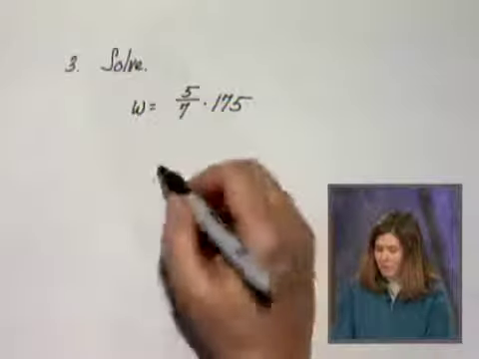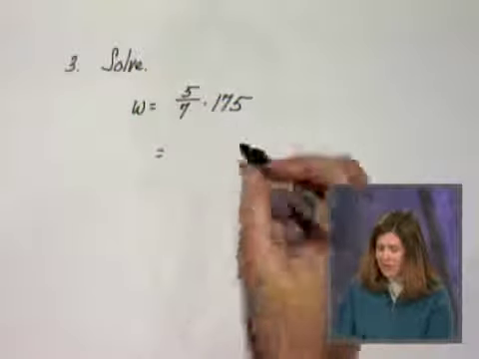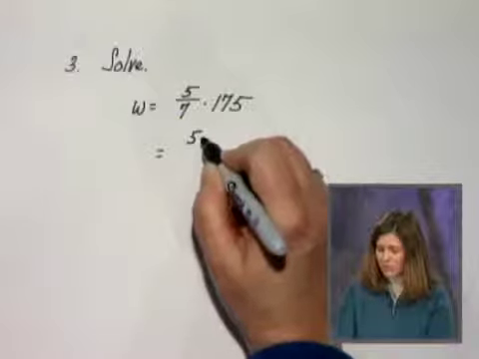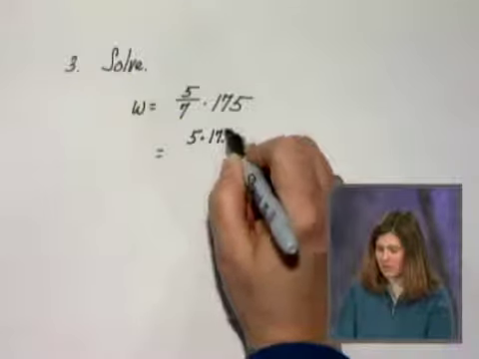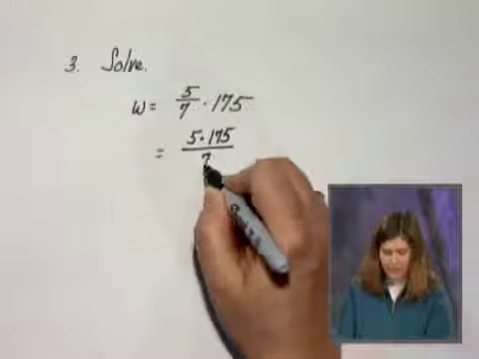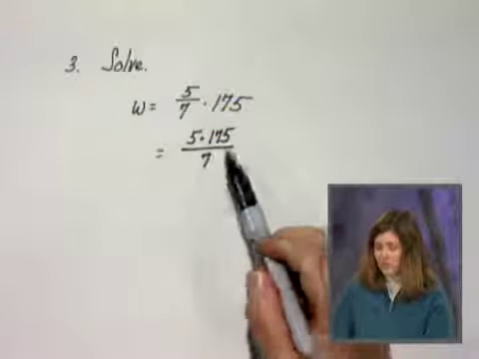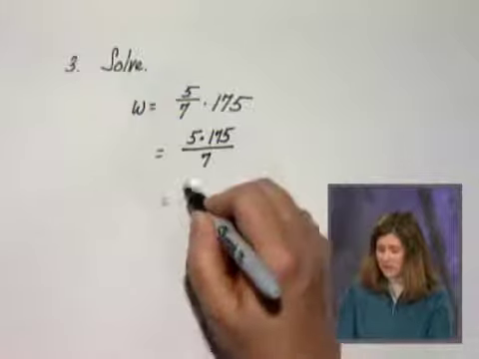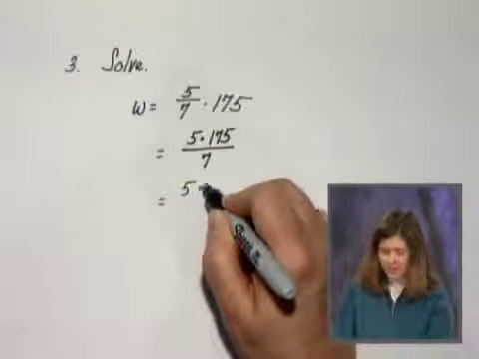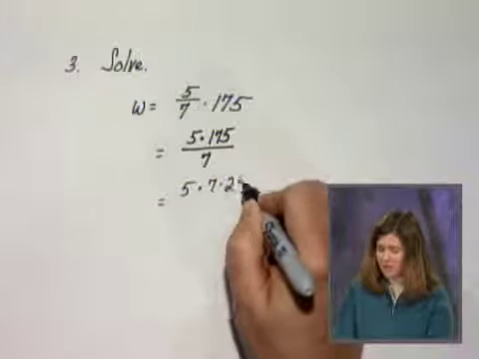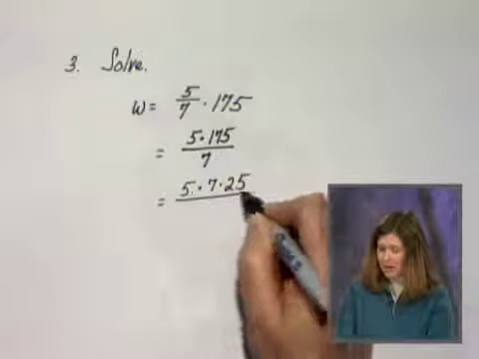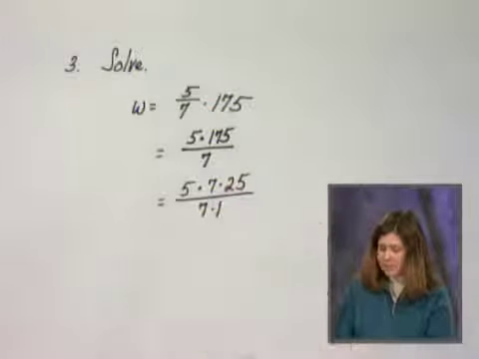To carry out the multiplication, we multiply 5 times 175 in the numerator. The denominator would be 7. And then we would see if 7 is a factor of 175, and it is. We can factor 175 as 7 times 25. And let's write 7 as 7 times 1.